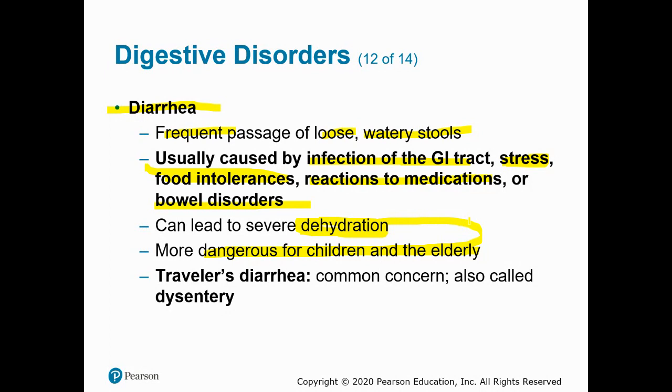We can also sometimes get traveler's diarrhea, which again is often caused by a bacteria or a virus that our body isn't familiar with, and the body's trying to expel it, right? That's sometimes what diarrhea is, trying to just expel a foreign particle.